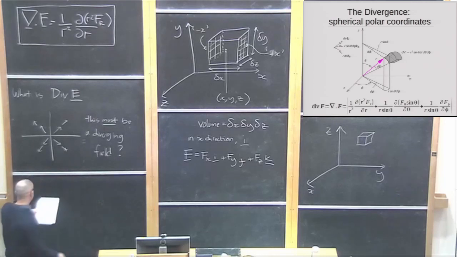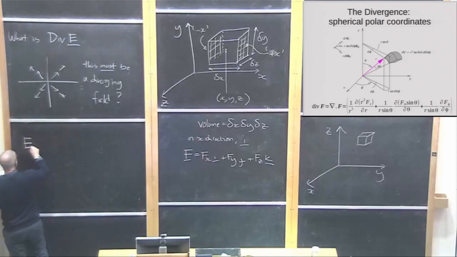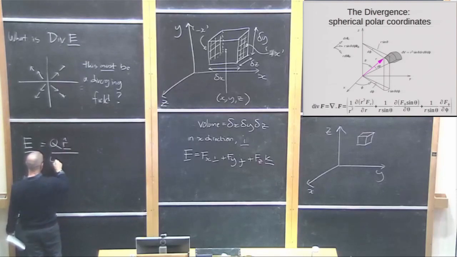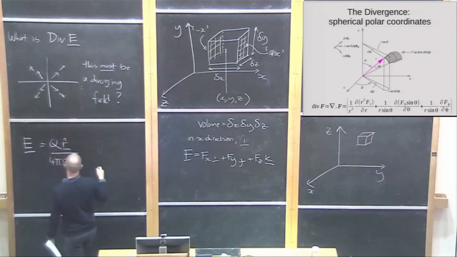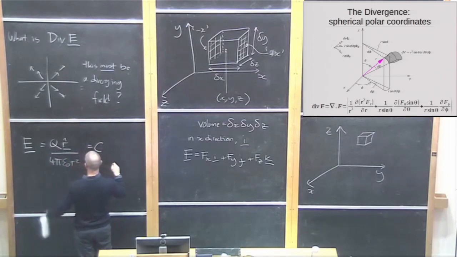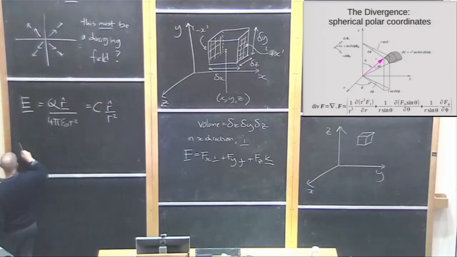Okay. So it's true. The electric field, as you know, has the form Q r hat over 4 pi epsilon naught r squared. So we'll just simplify that. We'll just call that C, where C bundles all our Q over 4 pi epsilon naught in: C r hat over r squared. So what then is the divergence of the electric field?